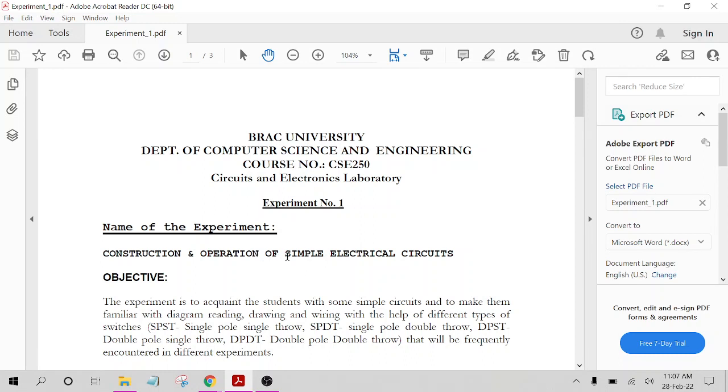Now the experiment 1, it's actually very simple, and you do not have to submit any lab report or any lab sheet, anything. You just have to build some circuits in Tinkercad. Just keep those circuits and we will check those circuits later.